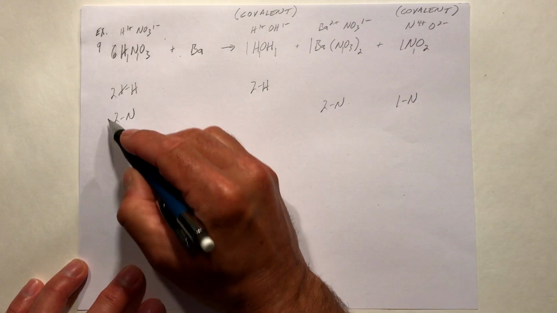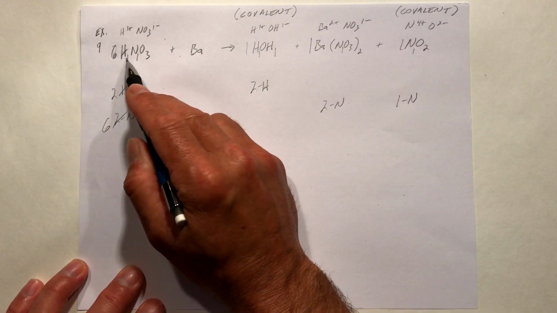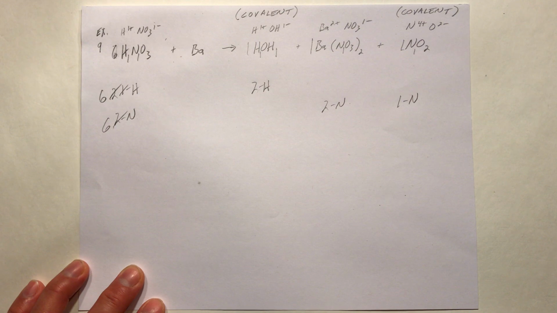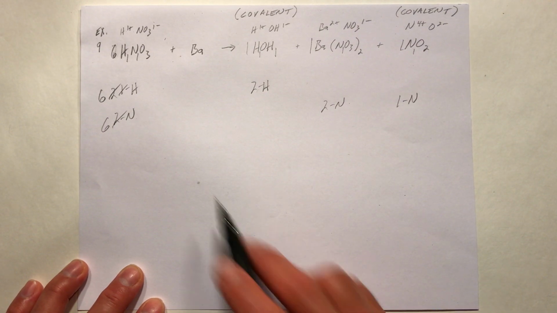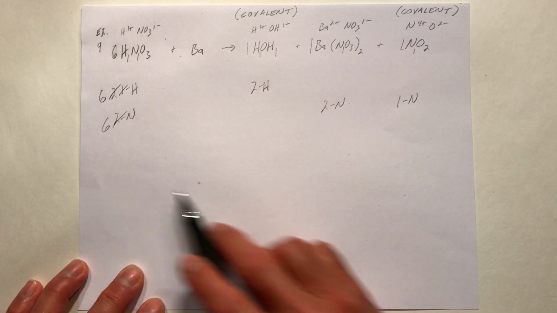That'll make 6 times 1, 6 N's. And by the way, 6 times 1 is 6 H's as well. We have to fix those H's. Let's get on these N's here. So 6 times 1 is 6 N's.